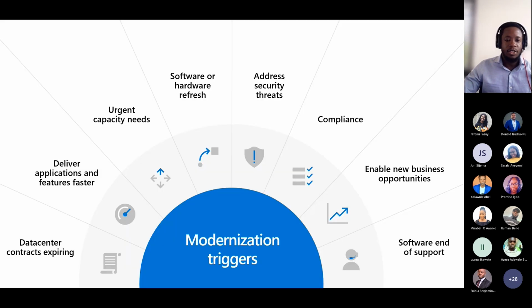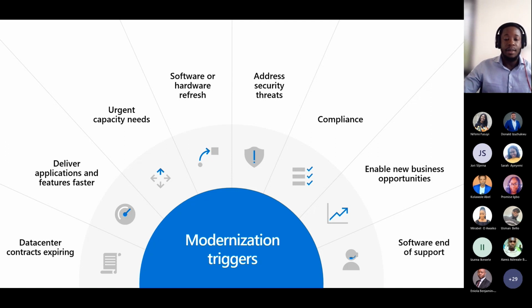So here are some modernization triggers. Let's look at a few. One is data center contracts expiring. It is one of the reasons businesses seek to modernize their applications. As these data center contracts come to an end, organizations can then re-evaluate their infrastructure and decide whether to renew, expand, or transition to alternative solutions. This presents an ideal time to consider modernizing their applications and then migrating them to cloud-based services, which can offer cost savings, improve scalability, and more efficient resource utilization compared to traditional data centers.